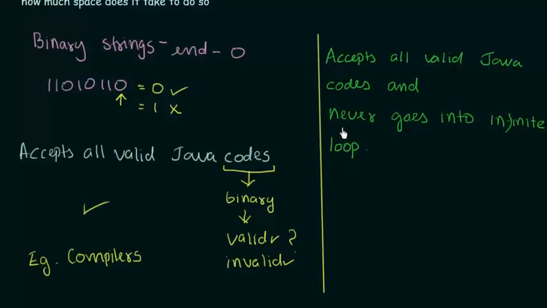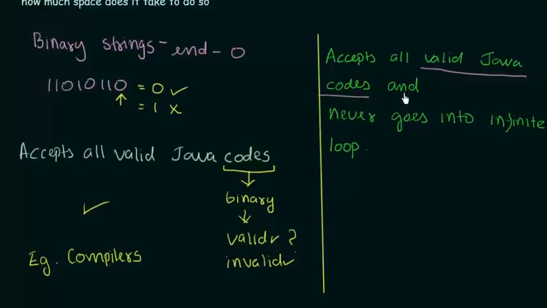Okay, so I want a machine that accepts all valid Java codes and does not go into an infinite loop. Is it possible to design this kind of a system? From the previous example, we have found that it is possible to design a system that accepts all valid Java codes. This part is possible, it's fine.